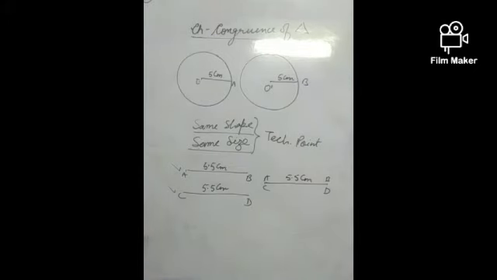A pair of squares, both having a side of 2 centimeters. A pair of equilateral triangles, each side 5 centimeters. So many examples are there. You can do this activity, collect similar things in your home, like 2 books of mathematics. If you are in class 7th, just take the 2 books of mathematics and both the books are congruent to each other. You can see this.